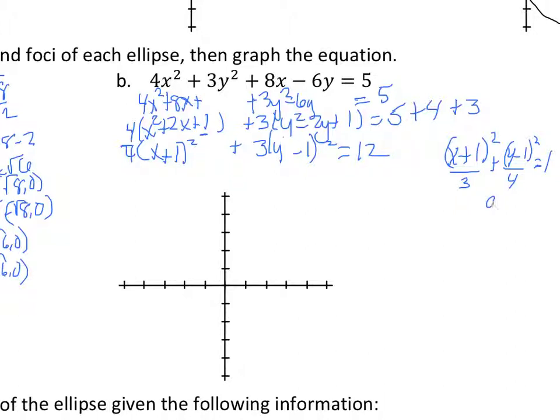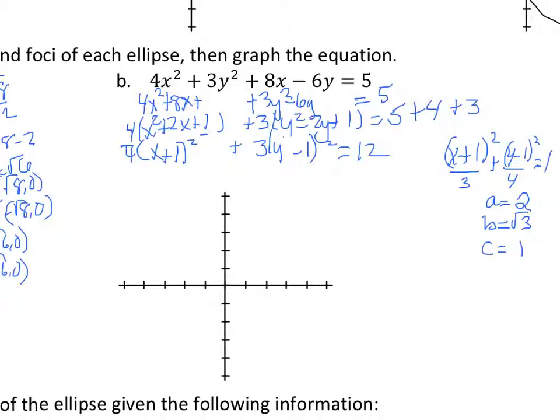In this case, what's A? 2. What's B? Root 3. Let's find C. C squared is 4 minus 3. I thought A was with the X. No, A is always the bigger one. Always. Now, with the hyperbola, Larissa, you're right, A is always going to be with X. But for ellipses, A is always bigger. So what's C in this case? C is just 1. Now we're ready to roll.